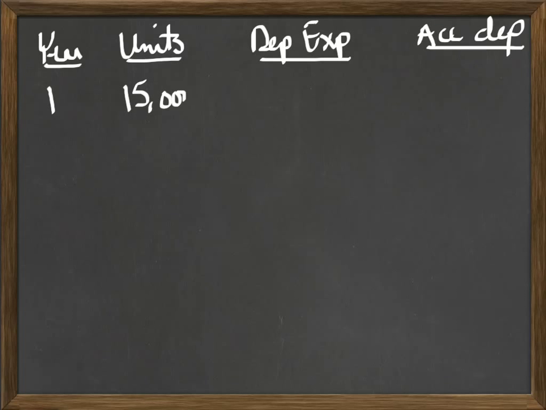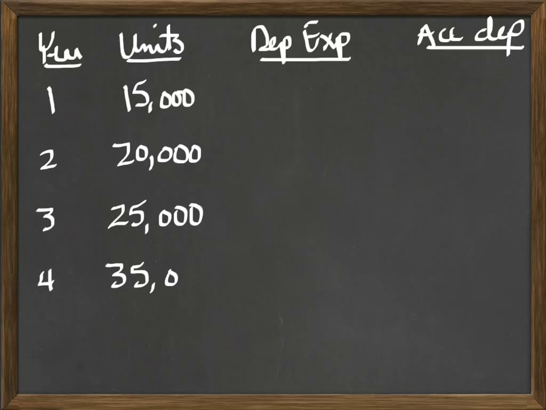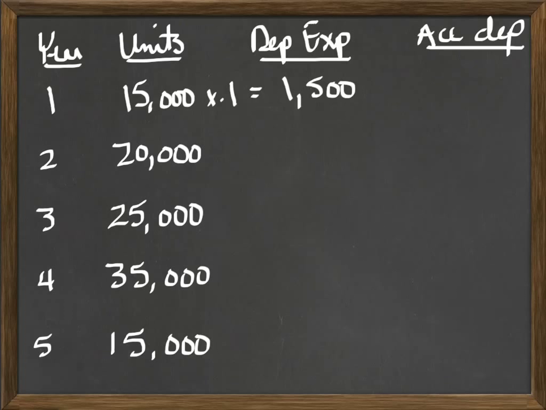In year one, we actually produced 15,000 units. Year two, we produced 20,000 units. Year three, we produced 25,000 units. Year four, we produced 35,000. And then in year five, we produced 15,000 units. Okay? So in order to get our depreciation each year, let's look at year one. We produced 15,000 units. We know that it's 10 cents per unit. So you would take the 15,000 units produced times the 0.1 or 10 cents, and that would equal an expense of $1,500 for that year.